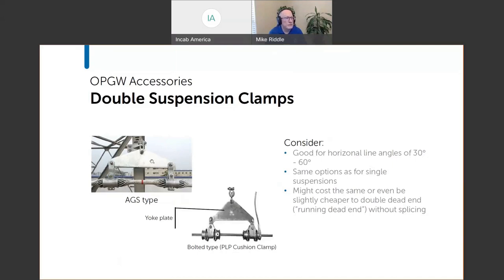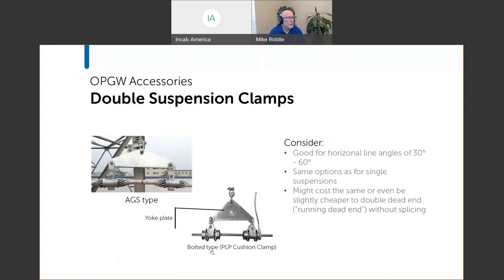Double suspensions. Double suspensions pick up from where single suspensions leave off. Single suspensions finished at 30 degrees, so with a double suspension, you can go from 30 to 60 degrees. You've got the same two options as you had for single suspensions. You've got your bolted. This particular picture is from a PLP cushion clamp again. And you've got your AGS type.